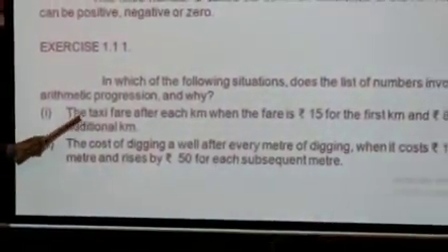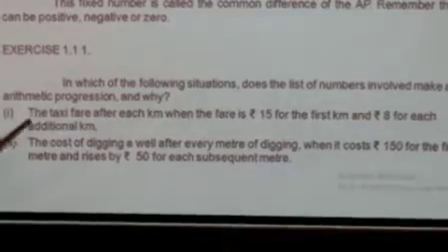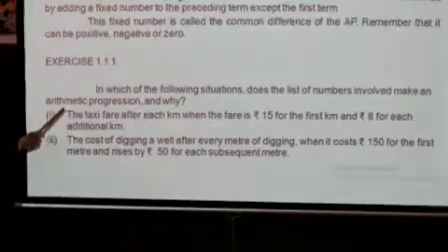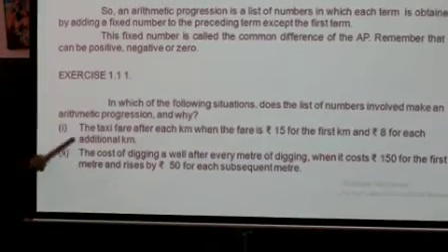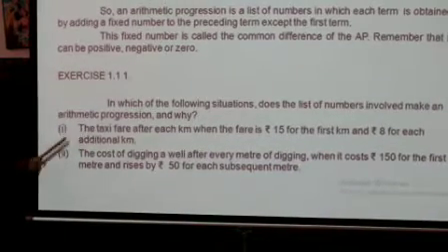After writing the arithmetic progression, you have to check whether it forms an AP or not. How to check? By finding the common difference between the consecutive terms. Okay, like that you have to do. These two are homework I am giving you. You have to find out and then write this into your classwork.